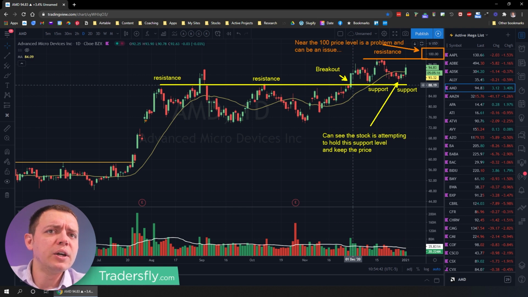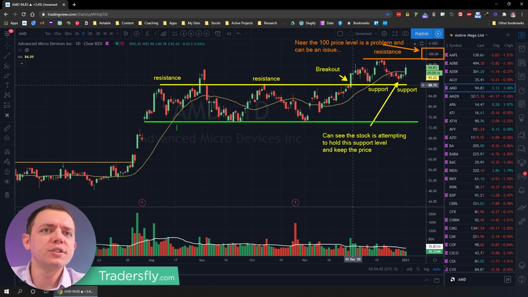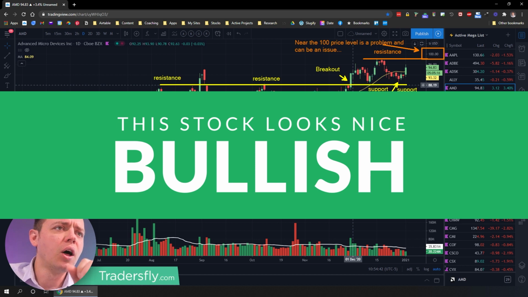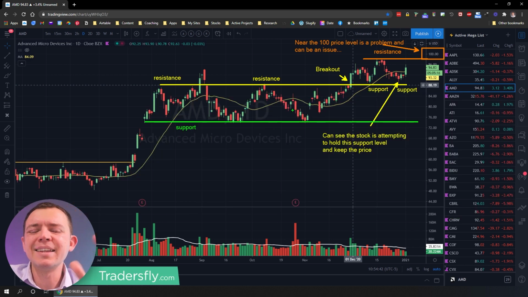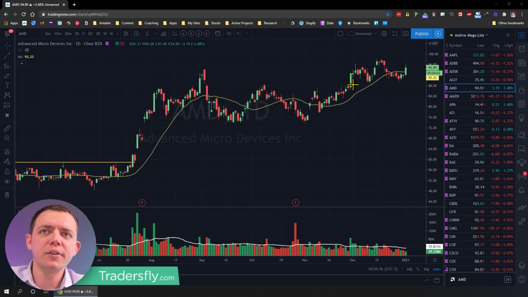Anyway, beyond that, we also have some longer term support around here. So this is like a critical support level here around 75. We'll see if we get there, but nevertheless, this is what's going on with this one. Typically bullish on this stock, but right now it's just in a little bit of a lull, and 88, 90 is kind of that support zone for it.